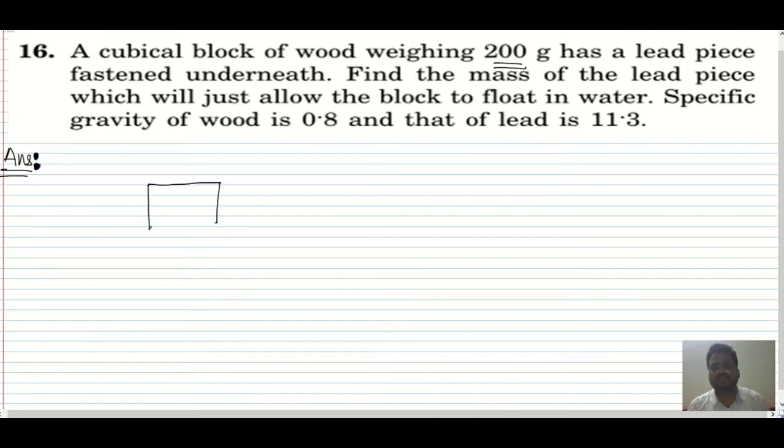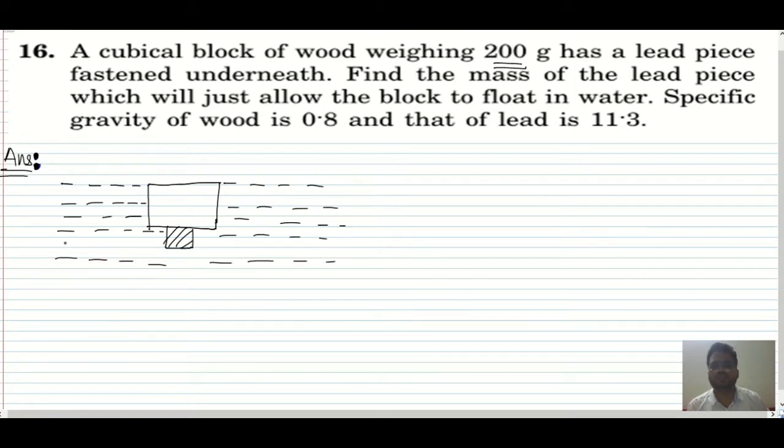This is the wood we have. This is the lead which is fastened underneath the wood, and this is floating inside the water. ठीक है ना? This combination is floating inside the water. ये ऐसे कुछ होगा. ठीक है ना? Now see, over here. Find the mass of the lead piece which will just allow the block to float.